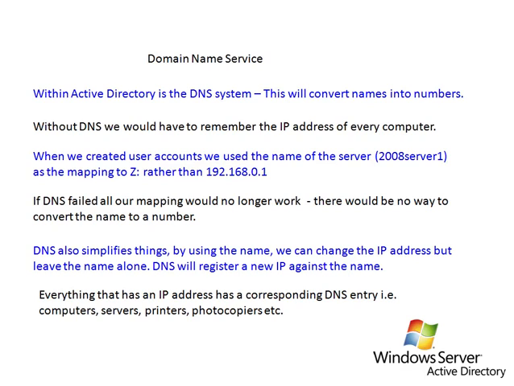192.168.0.1. So if DNS failed, our mapping would point to the server name, not the number. So there would be no way to convert the name to a number. So without DNS, when we map a drive, we would have to put in the IP address rather than the name. And this will become very complicated.